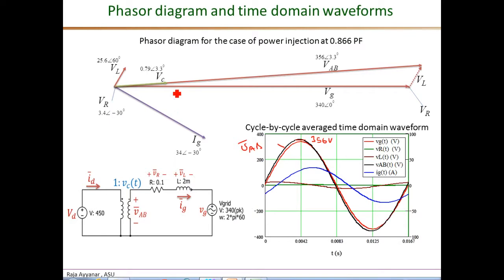And finally, I show the control voltage VC as a control signal, so it is not to the same scale as the VAB voltage. So VC has a magnitude of 0.79 and angle same as VAB. If we apply the corresponding time domain waveform, which I'm not plotting here, it will be hard to see in a scale of 400 volts. But if you apply this 0.79 volts sine omega t plus 3.3 degrees, then we'll get the corresponding lagging current and the 5 kilowatt of power flow.